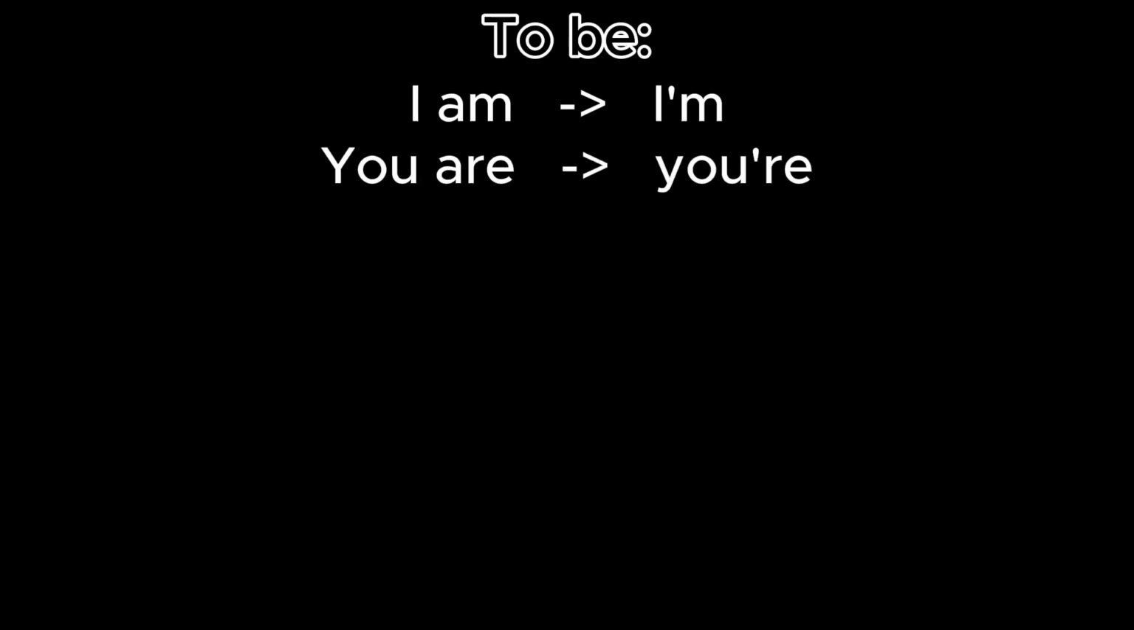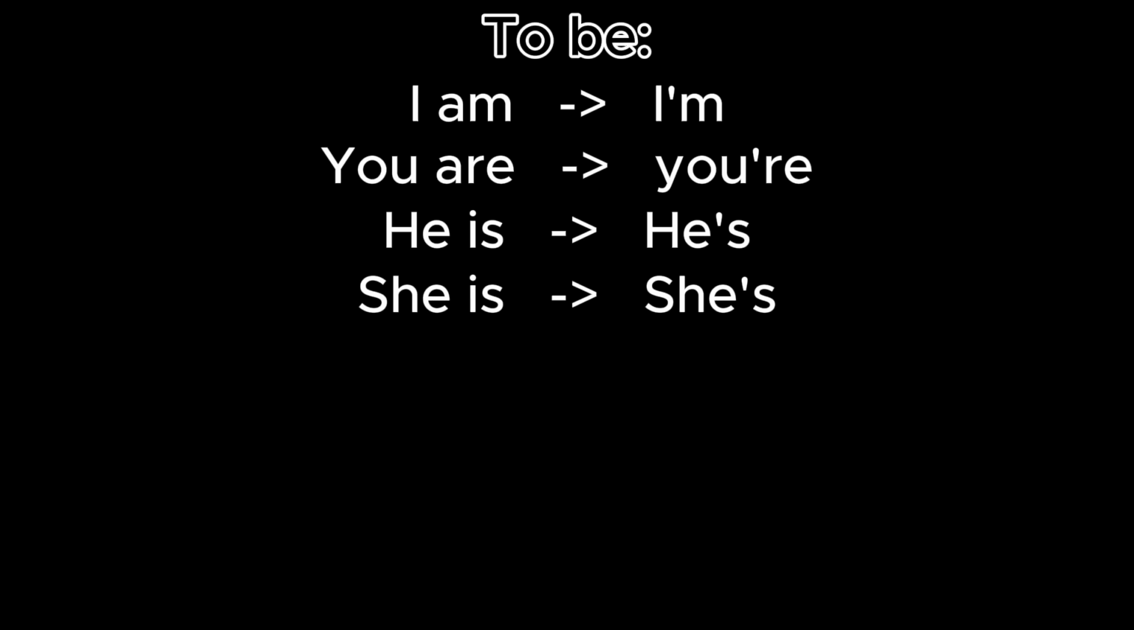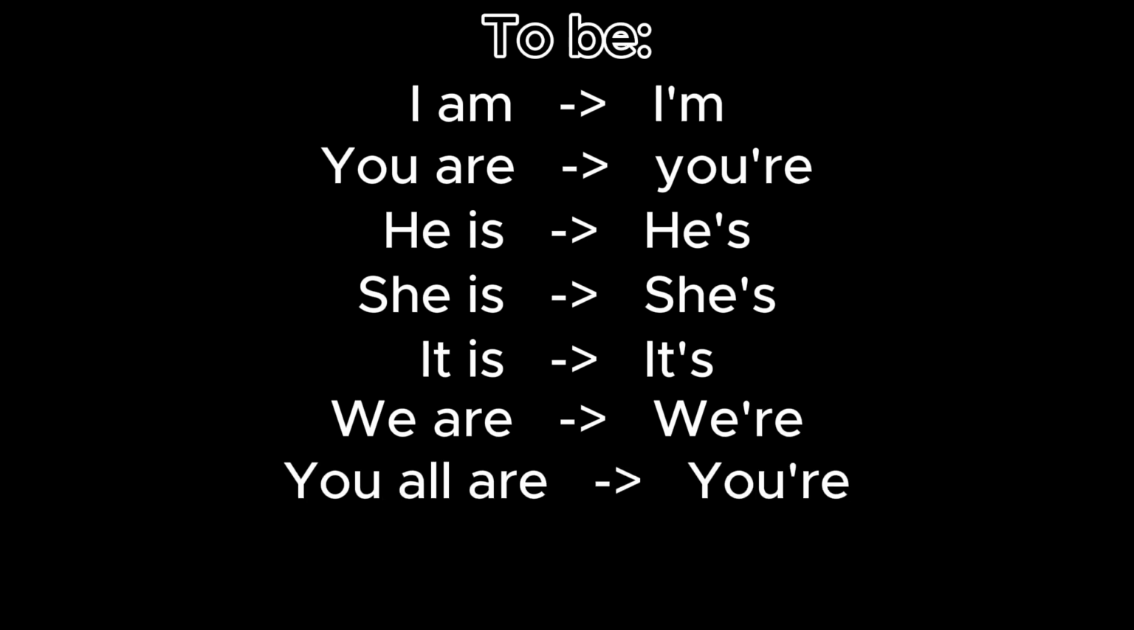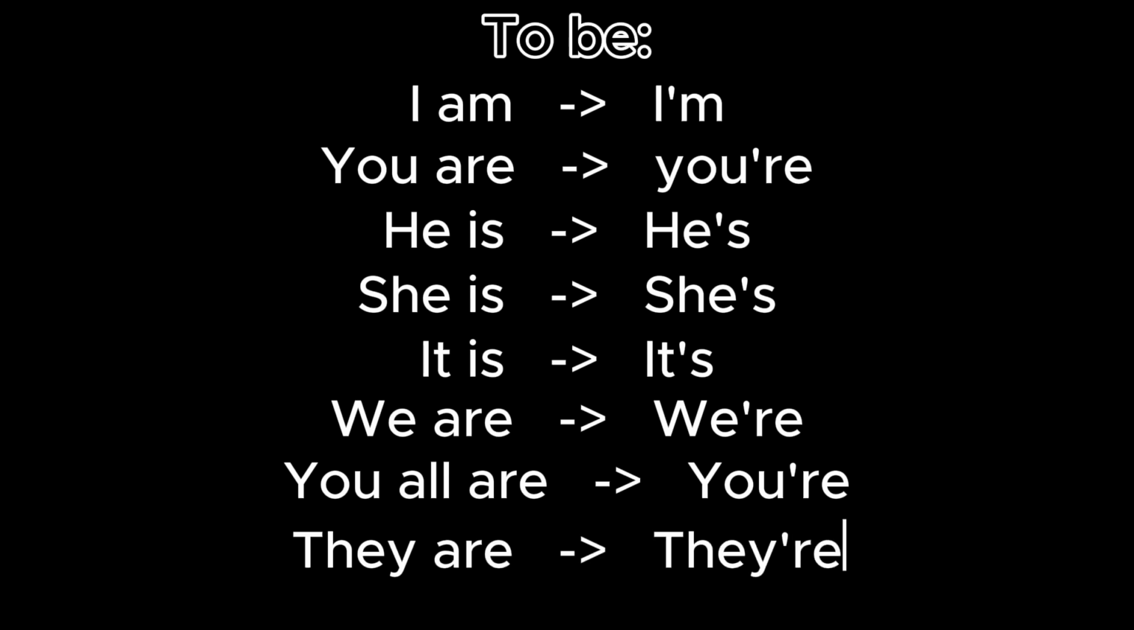Very good. Great job. Now let's look at making contractions with the subject and the verb to be. I am becomes I'm. You are becomes you're. He is becomes he's. She is becomes she's. It is becomes it's. We are becomes we're. You all are becomes you're. And they are becomes they're.